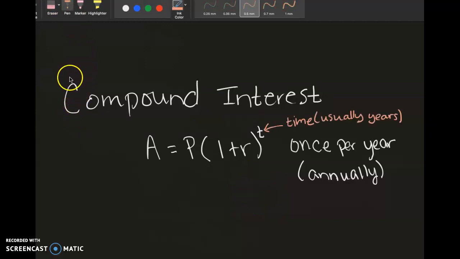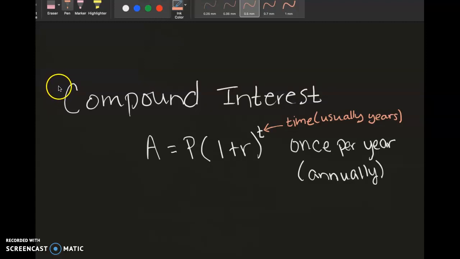T stands for time. So you're looking at how long is your money actually sitting in that account. It's usually in years. So if it's given to you in months, so for example, if you say that your interest is being compounded annually, how much is going to be in the account after, I don't know, 18 months? Then you're going to want to convert that to years, which would be 1.5 years. So you'd end up plugging 1.5 in for T.